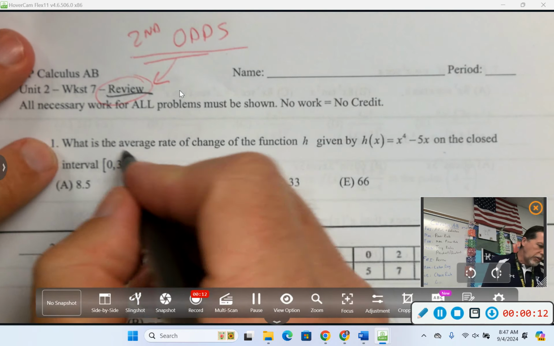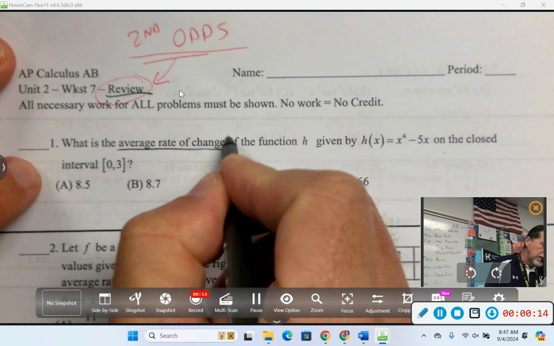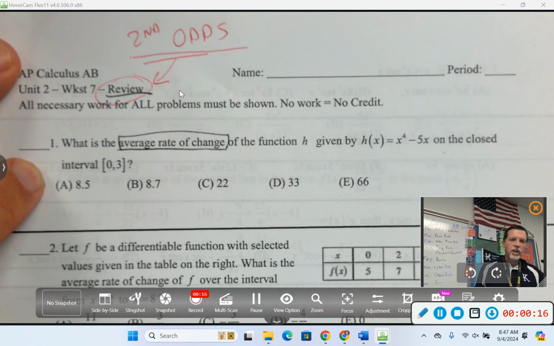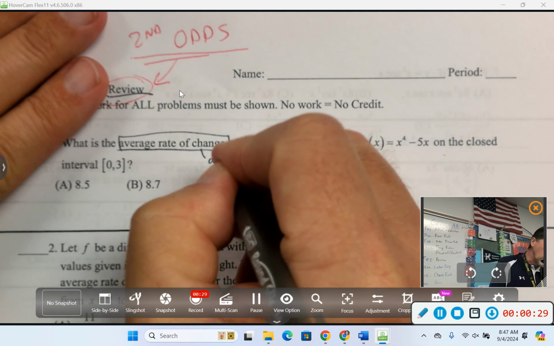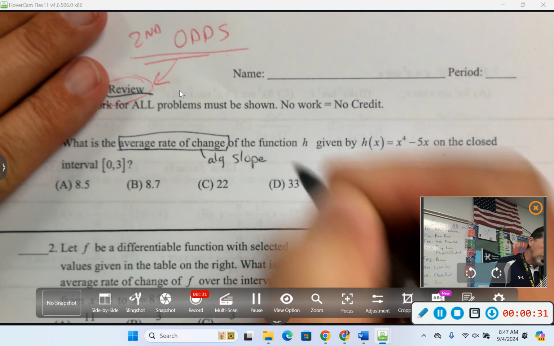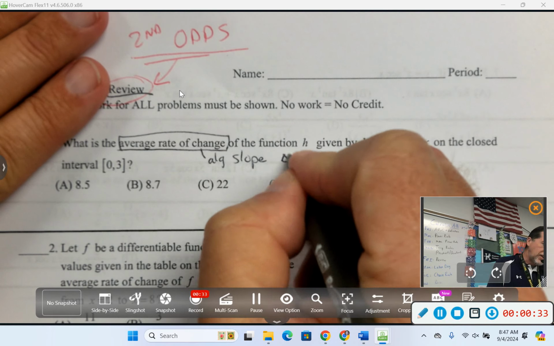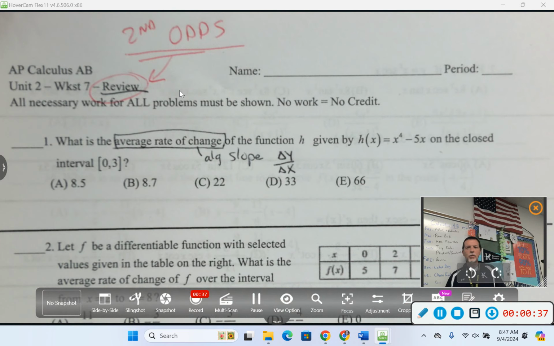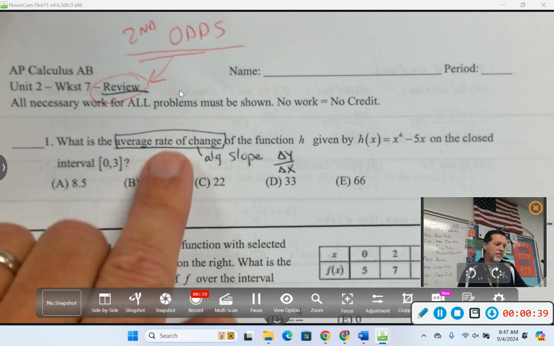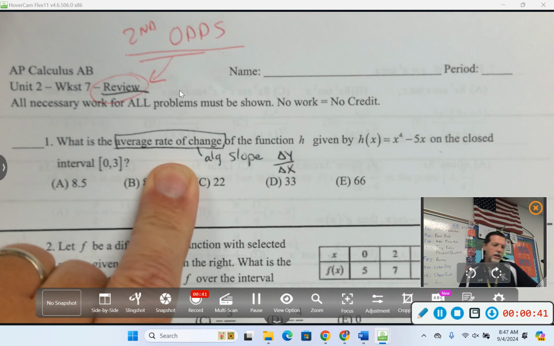Okay, the average rate of change. Oh, that's going back a little bit. Average rate of change. Forget the rest of the problem. What's average rate of change mean? Slope. Be a little more specific. Change in y over change in x, or like algebra slope. Not like calculus slope, where we take a derivative, but delta y over delta x. So this is an Algebra 1 question, kind of disguised as a calculus question because of the words that we picked.